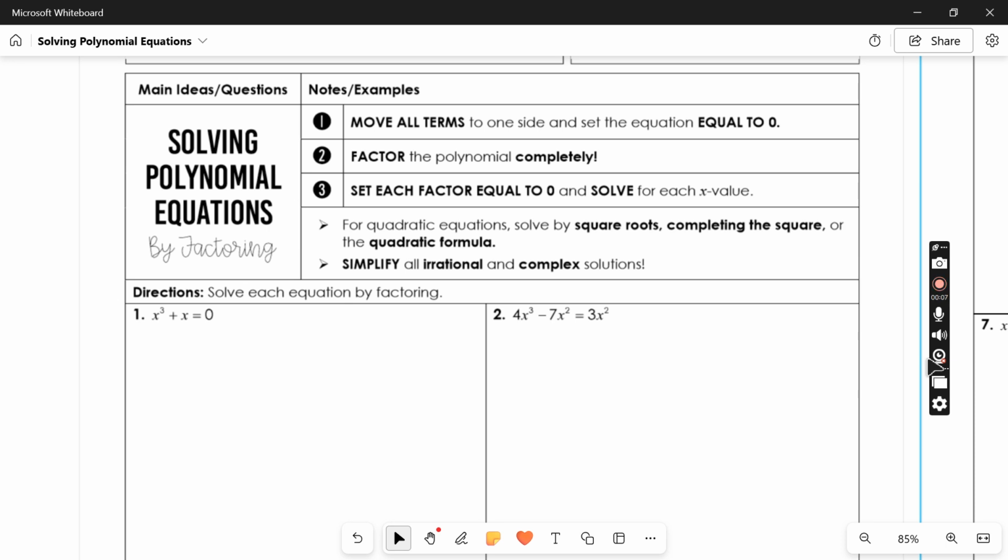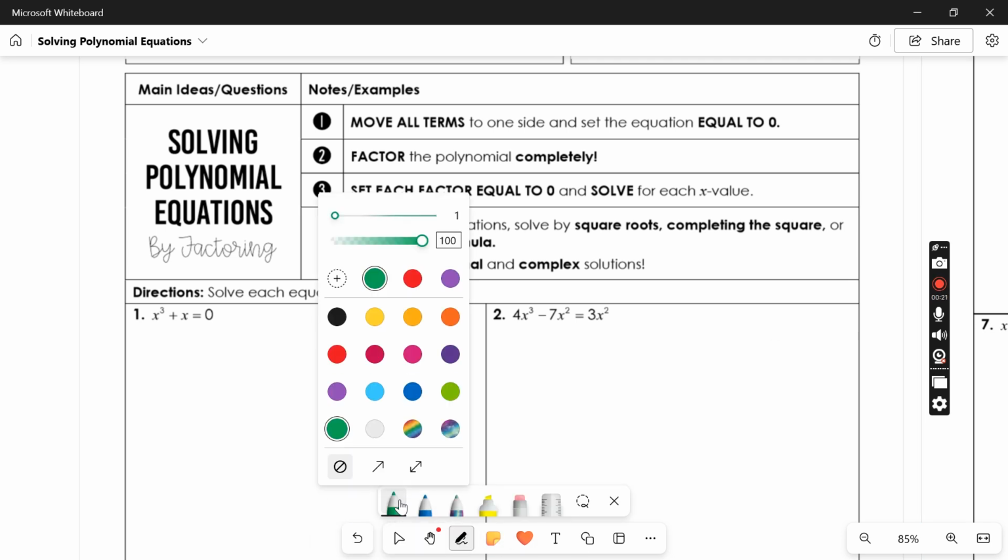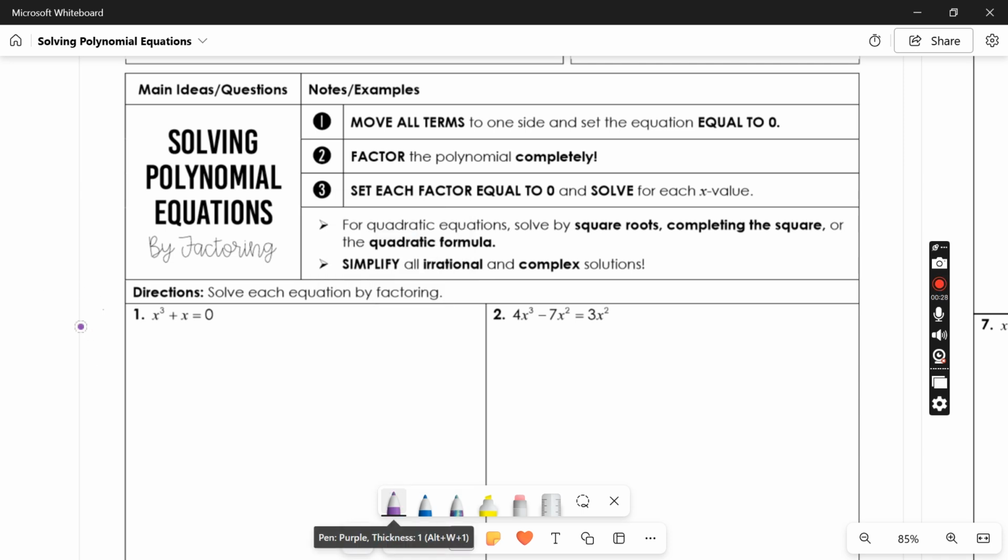Talk about solving polynomial equations by factoring. You should have done the evens, or at least most of the evens already. If you haven't, there's some of them I'm going to pick up towards the end, so you should be fine. So you should use your graphic organizer to help you guide your steps as you go through this.